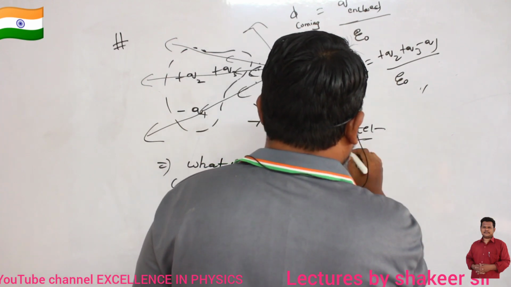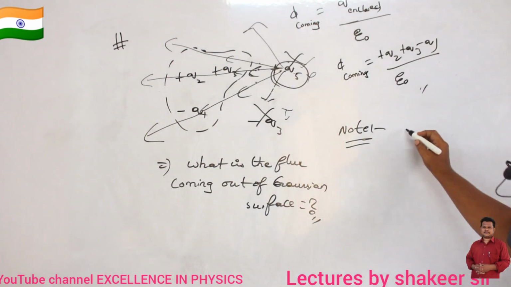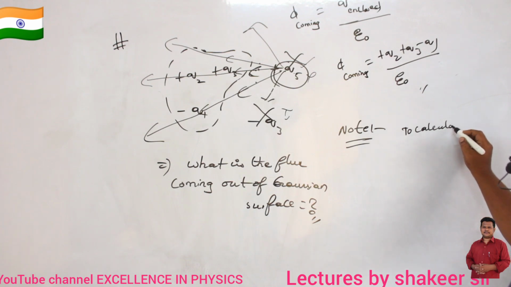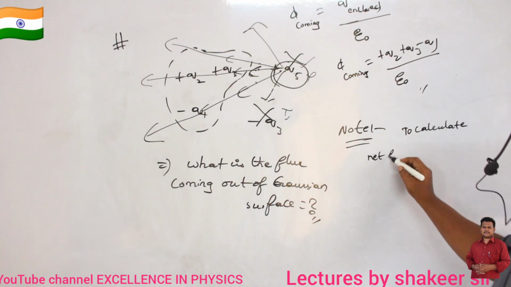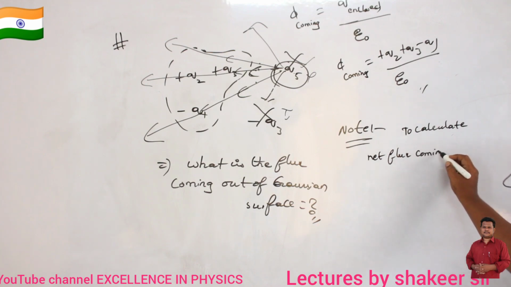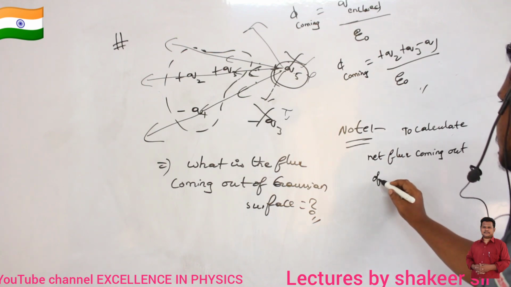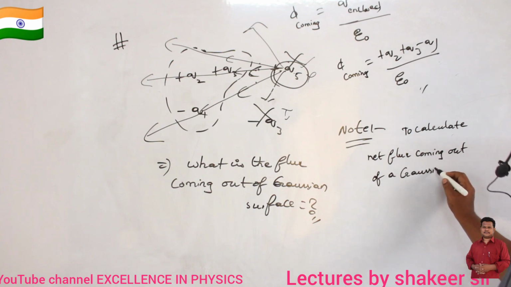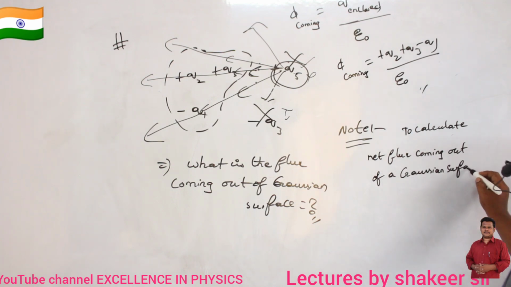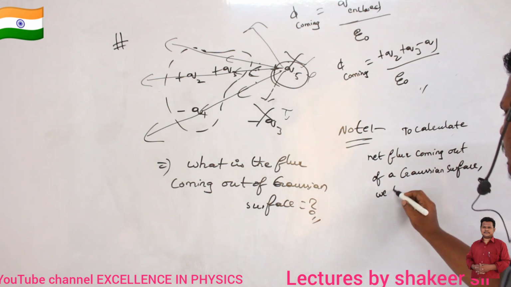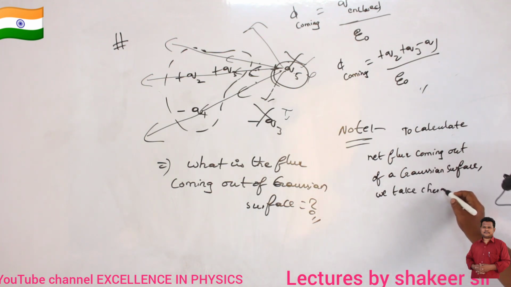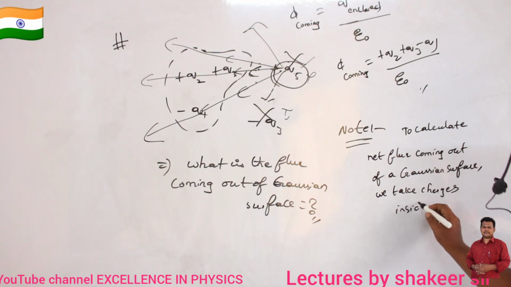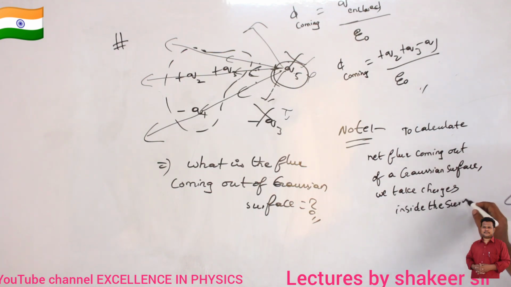So what is the note point here we have to write? To calculate the net flux coming out of a Gaussian surface, clear? What we have to calculate? We take charges inside the surface. So we are not concerned about the charges which are present outside the Gaussian surface. Okay? So this is one important point which you should note down.